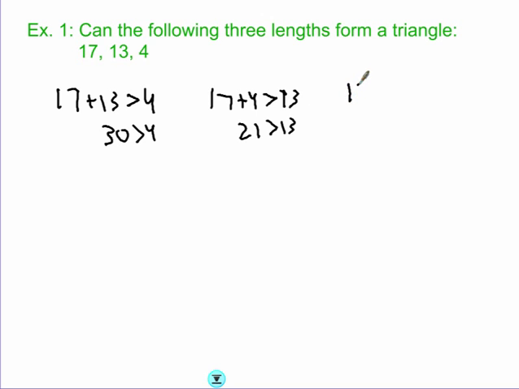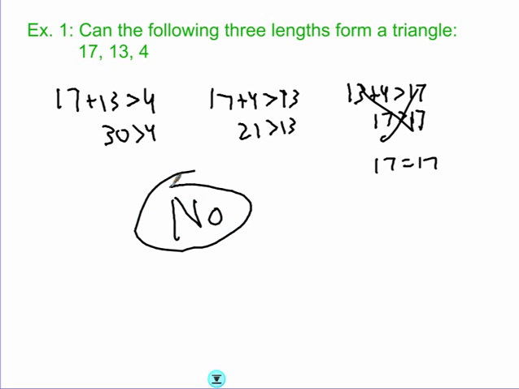And also, if I take 13 and 4, I need that to be greater than 17. But that's a problem. 13 plus 4 is 17, and that's not greater than 17. 17 equals 17. So I've got two side lengths here that, if I add them together, are not greater than the third. So the answer is no. These cannot form a triangle, because if I add any two sides together, I do not always get a number that is bigger than the third. So you can't just say, oh, I see these two add together and they're bigger than that one.